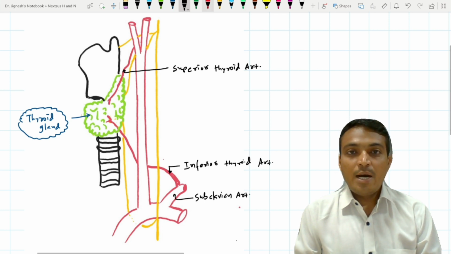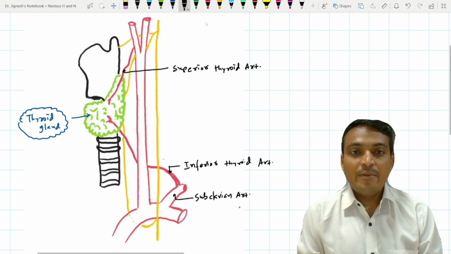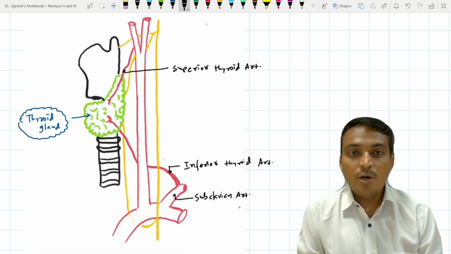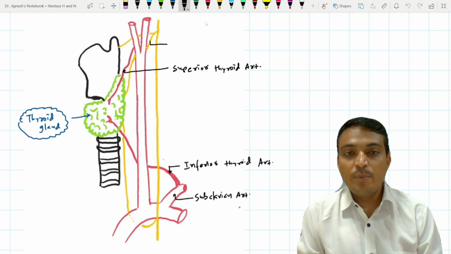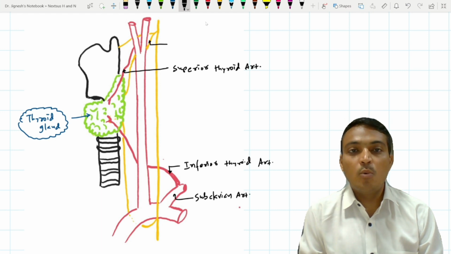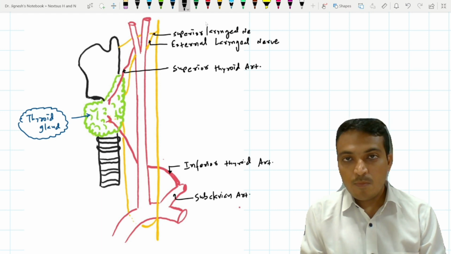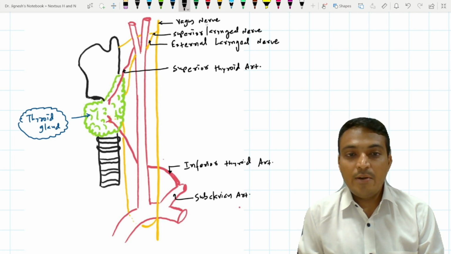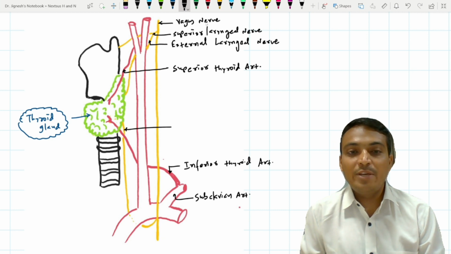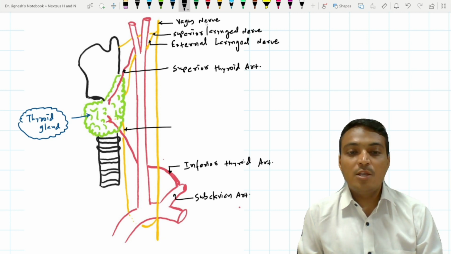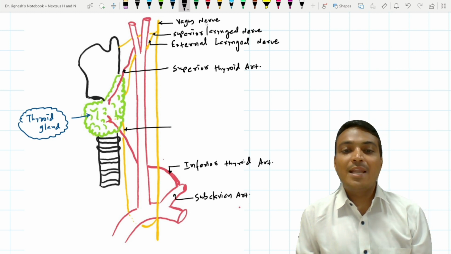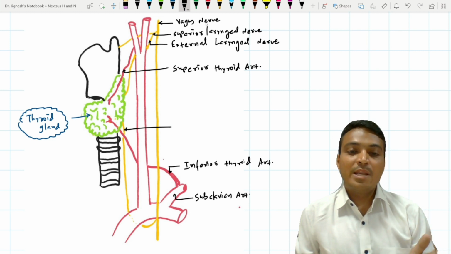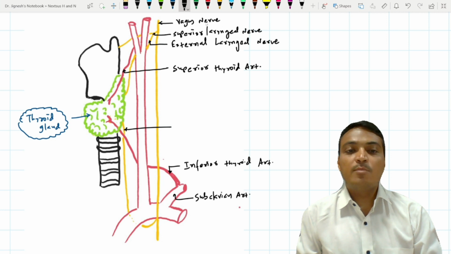The superior thyroid artery is in more intimate relation with the external laryngeal nerve, which is actually a branch of the superior laryngeal nerve of vagus nerve. And the inferior thyroid artery is in intimate relation with the recurrent laryngeal nerve, which is also a branch of the vagus nerve, which makes a loop around the arch of aorta on the left side and the right subclavian artery on the right side to reach up to the thyroid gland.